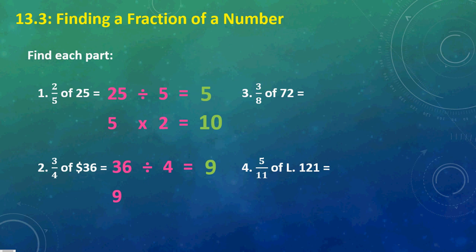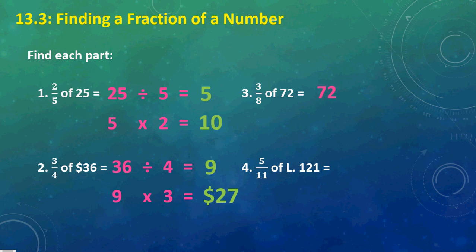Okay? And I'm going to multiply that 9 times my numerator, or the number that is on top of the fraction. This fraction, 9 times 3, it's $27. Don't forget to put the dollar sign. If we are working with money, we put the money sign. Number 3, 3 over 8 of 72.